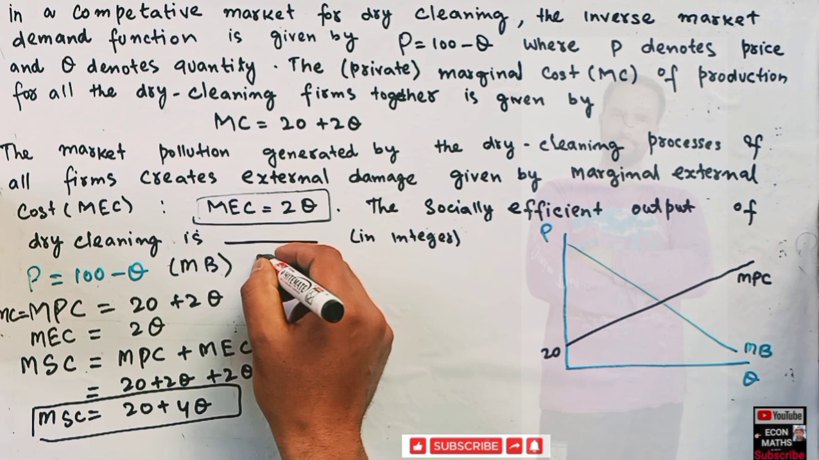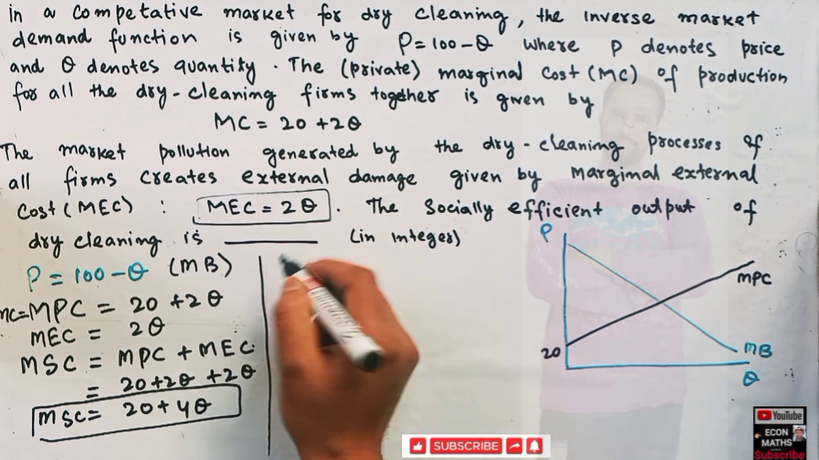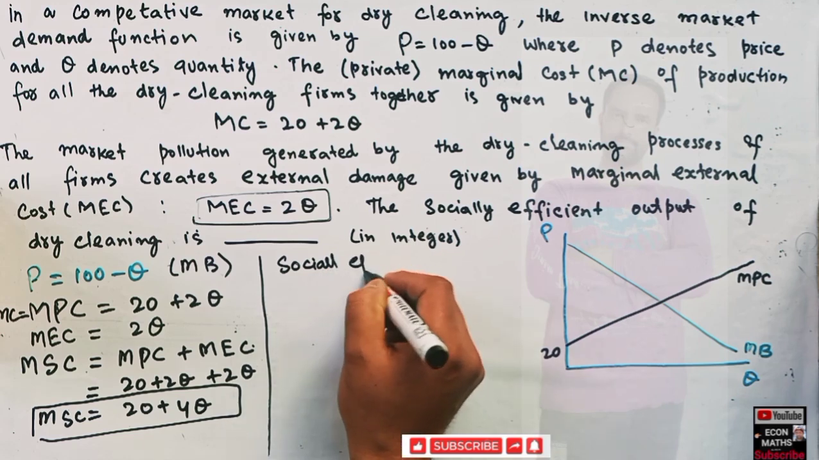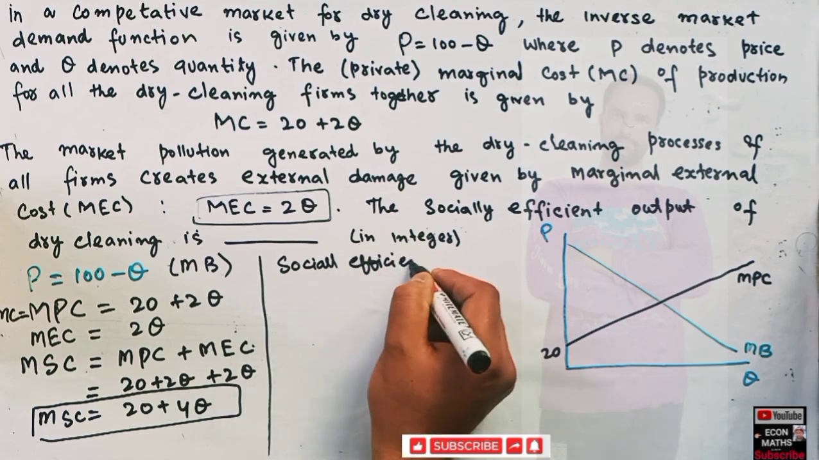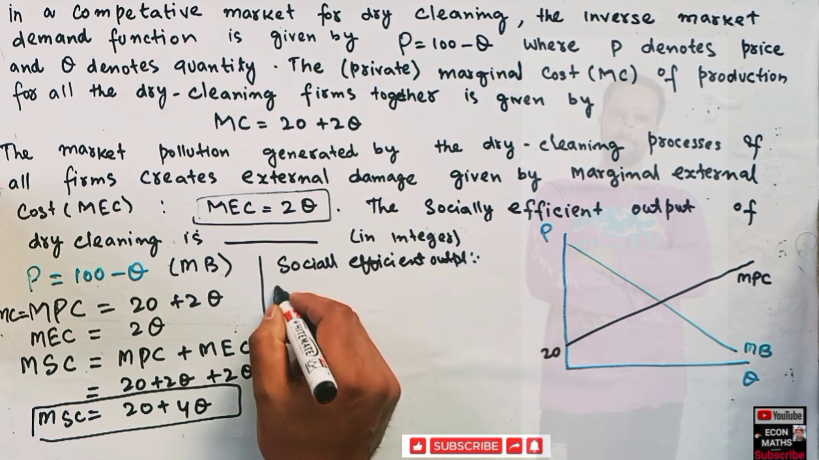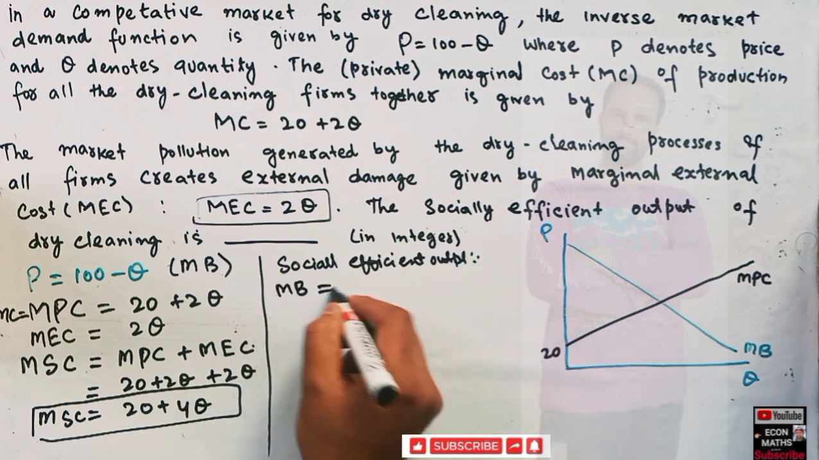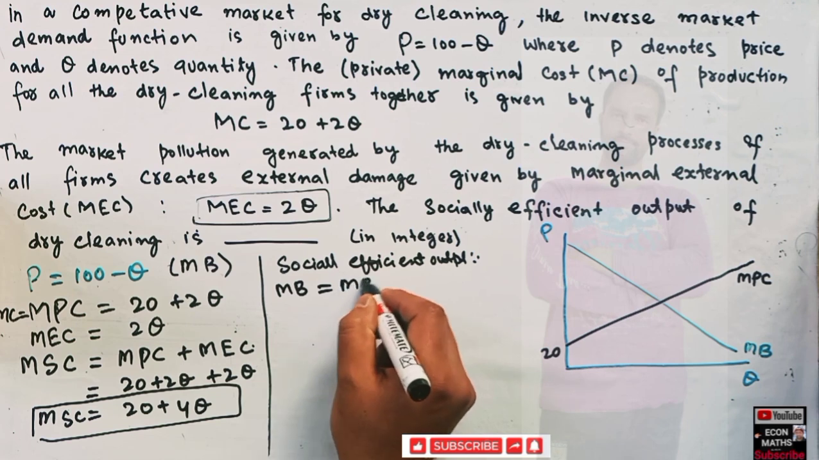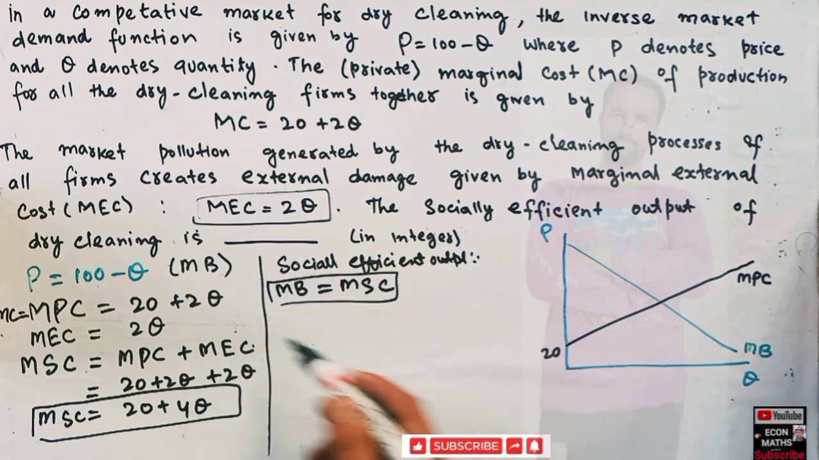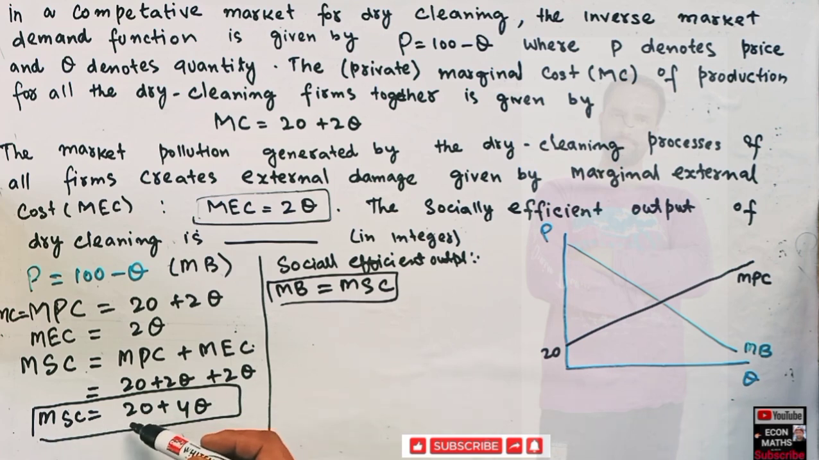Okay, now the socially efficient output occurs where our marginal benefit curve intersects the marginal social cost curve. Okay, this is our marginal private cost curve. What will be our marginal social cost curve? Same 20, but 4q will be our slope here.